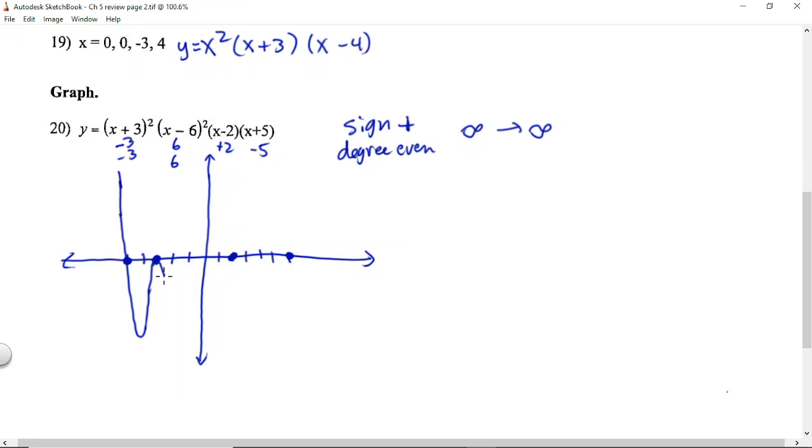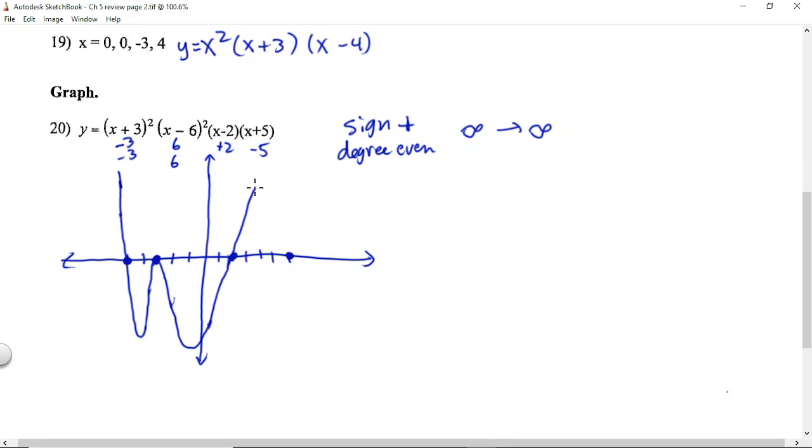Okay, comes back down. And we know it's going to come back up again because there's another 0 over here. So we don't know how far down it goes. Something like that maybe. Comes back up. And that's +2. Does it cross or bounce? That one is not a double, it's just a single, so it crosses.